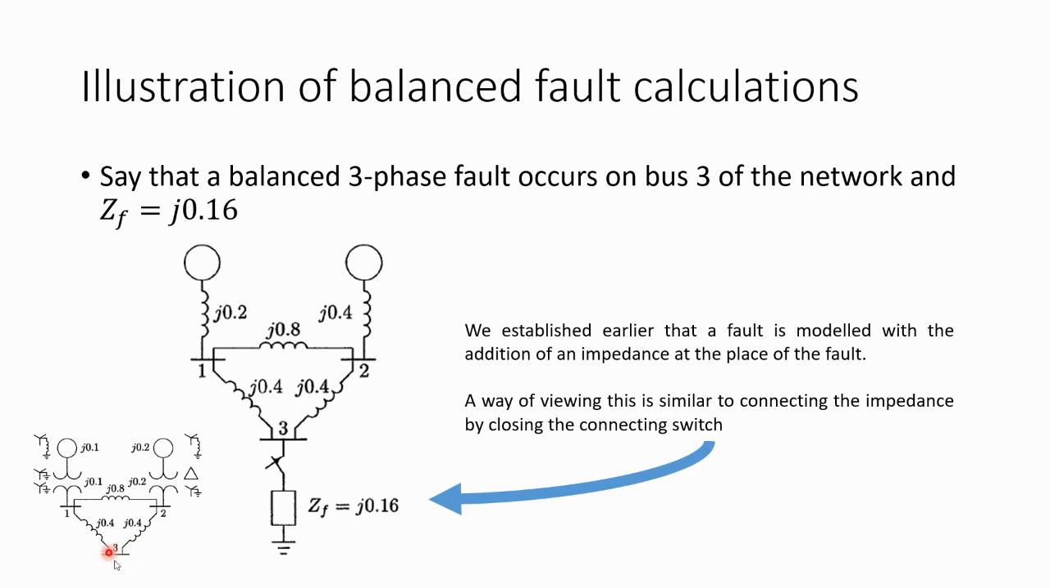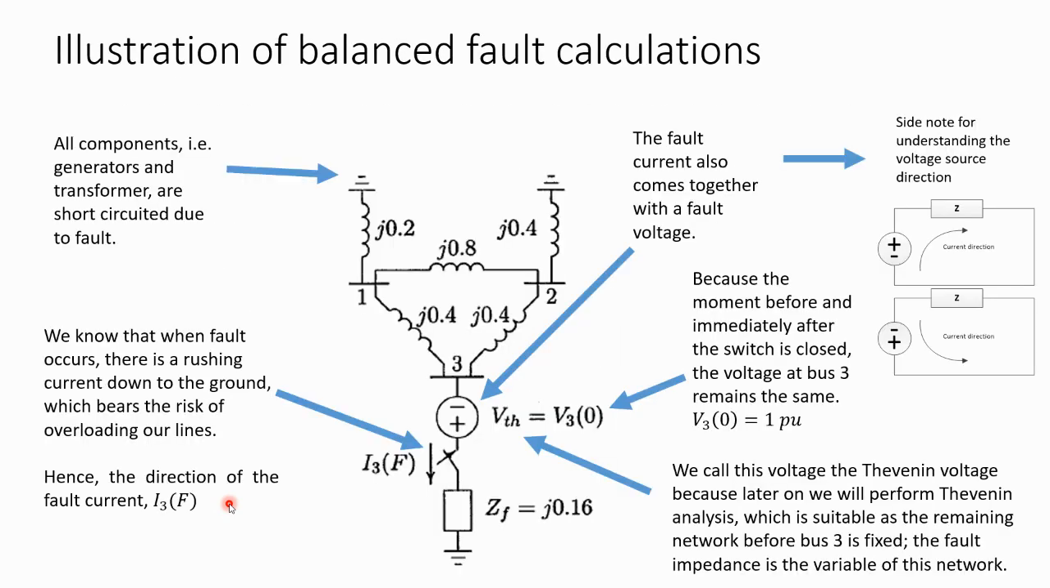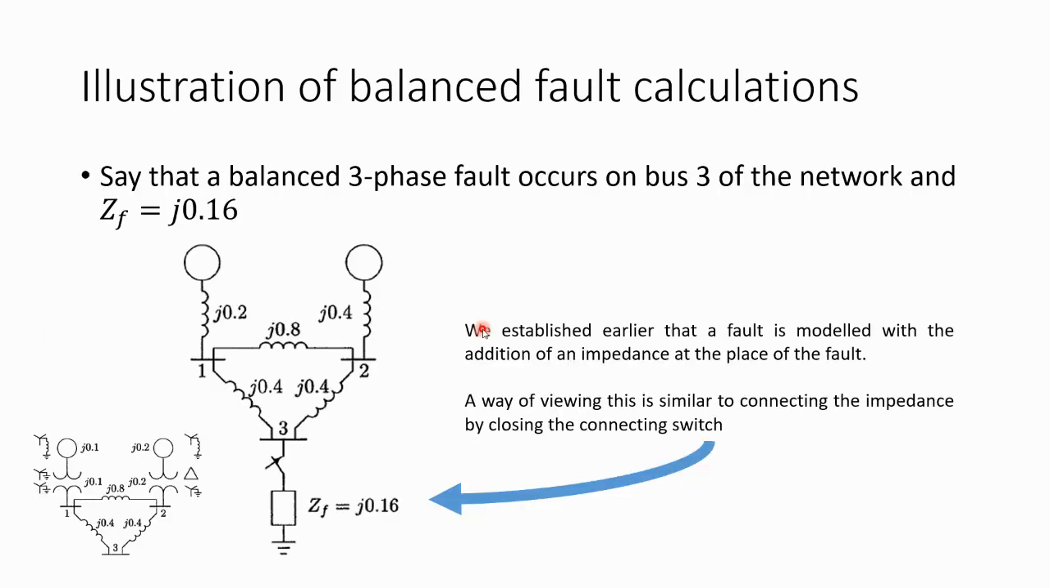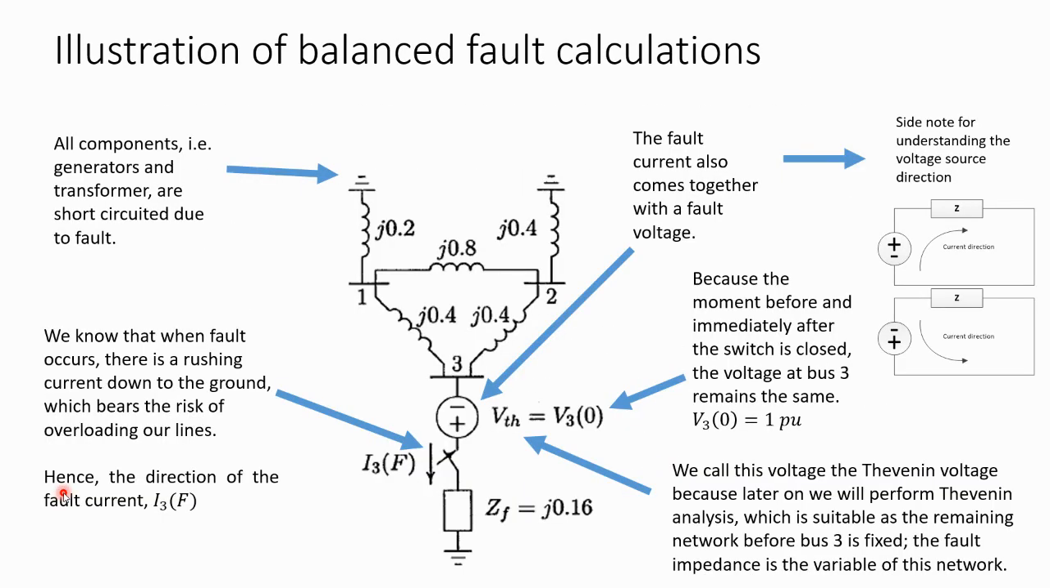And due to this, the voltage at bus 3 is equal to 1 per unit as well. One more thing to notice is how the generators have now changed into ground, meaning that we have removed our generator, or we have short-circuited our generator by connecting it directly to the ground. And also, our transformer has become short-circuited.